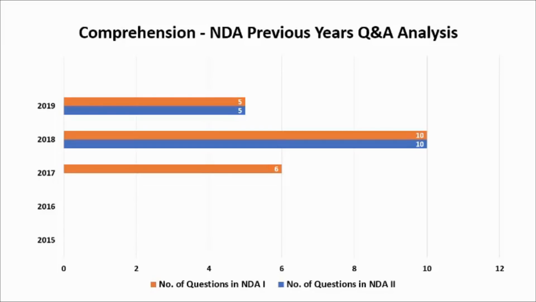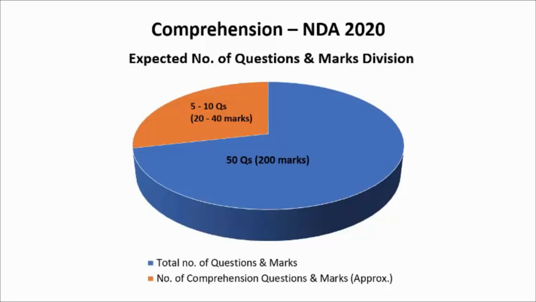Now we will move on to the last topic, which is comprehension. In 2019, the least number of questions came from comprehension, which were both in NDA 1 and 2 of 2019, only 5 in number, while the largest number of questions were 10 in number, which came again in both NDA 1 and 2 in 2018. Right? So, the comprehension questions will vary from 5 to 10 in number in your upcoming NDA examination, carrying 20 to 40 marks out of total 200 marks in the NDA English section.